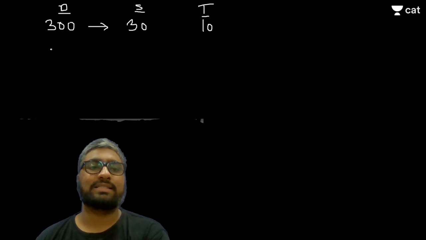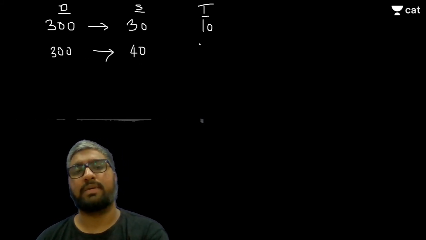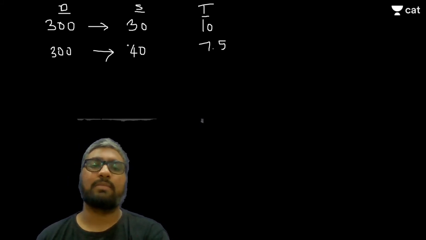Now the same 300 kilometers are to be covered at a speed that is one third more than this. So one third more than this would be what, guys? 30. One third of 30 would be 10. So 40 kilometers per hour. To cover 300 kilometers at 40 kilometers per hour, it would take me what? 7.5 hours. Why? Because 40 into 7.5 is 300, or 300 by 40 is 7.5, correct?